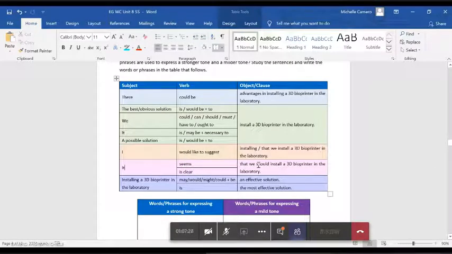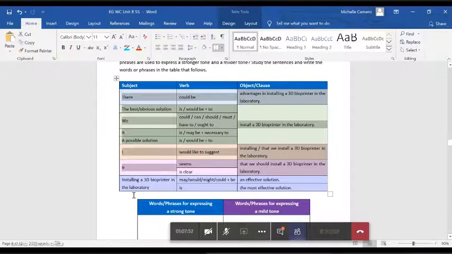All right, so what you would copy is it seems that we should, and then again, you need a verb, no ing, no ed, or s, because you have should in front of it, and then a 3D bioprinter in the laboratory. So you would say, it seems that we should, verb, and then the solution. Okay, again, no ing, no ed, or s on the verb. So there's that one. So just remember all of these, from blue to pink, the solution is at the end of the sentence. The solution is in the object or clause position of the sentence.